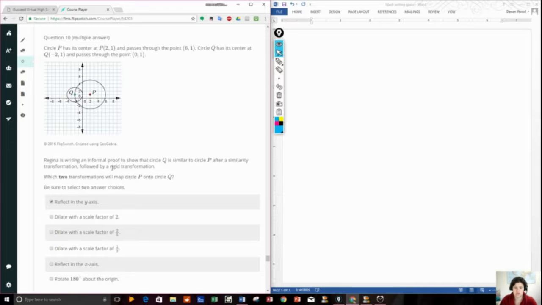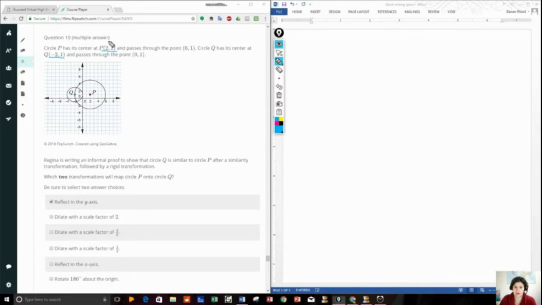Okay, so a rigid transformation means it picks up and moves the entire circle without changing its shape or size. So that would be a reflection, a rotation, anything that's going to keep it the same. A similarity transformation is going to be the scale factor. So there's your clue. We're going to have one of each. The other thing I'm going to compare is the coordinates for P and Q.